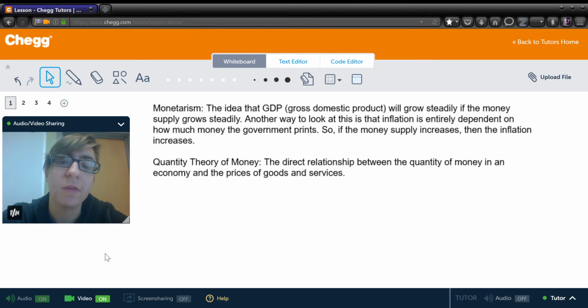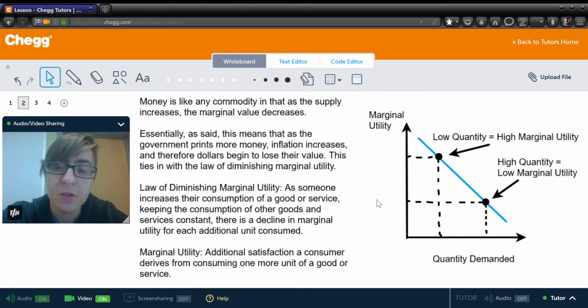The quantity theory of money states that there is a direct relationship between the quantity of money in an economy and the prices of goods and services. To understand this, you really need to understand this idea called the velocity of money. But before we get into that, money is like any other commodity. Commodities are something that can be bought or sold. The more of that commodity there is, may it be shoes, chairs, sofas, money, the marginal value decreases.